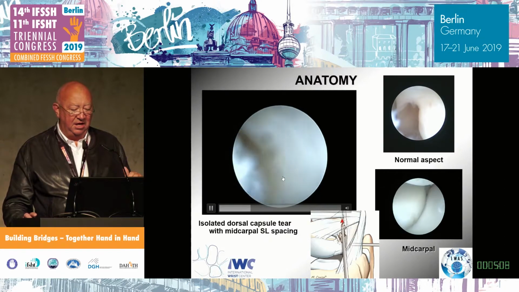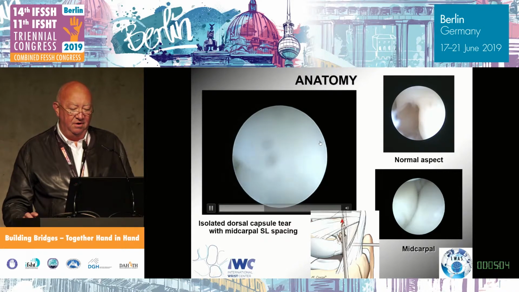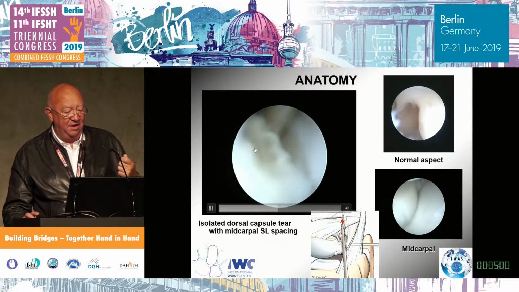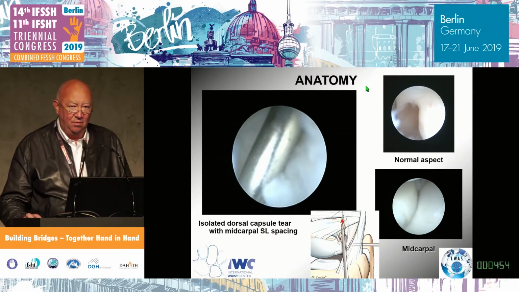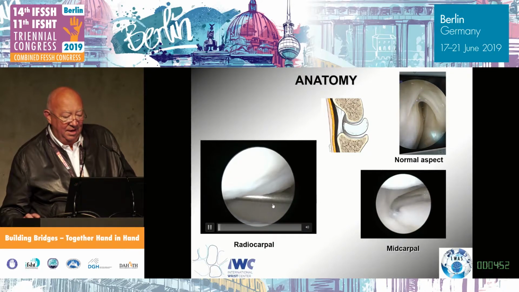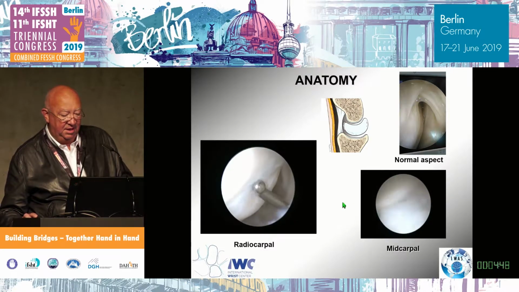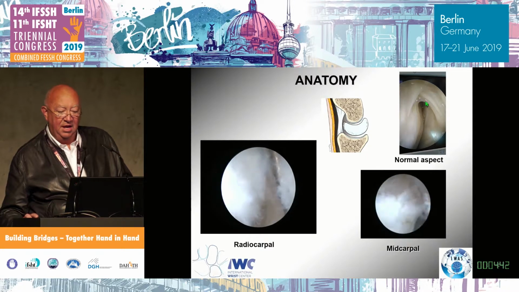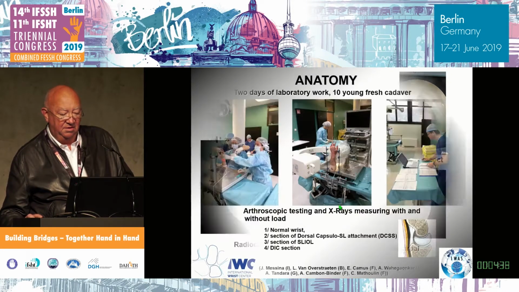the scapholunate is intact. But when we look dorsally, we discover that there are tears between the capsule and the dorsal part, and you see the normal aspect. And it's why everything started. In the other case, you see the scapholunate is intact, we have a 2B instability, and when we arrive dorsally, we see that this area is totally torn, and look at the normal aspect here. You understood that there is a problem.